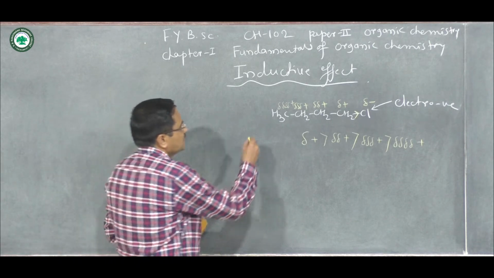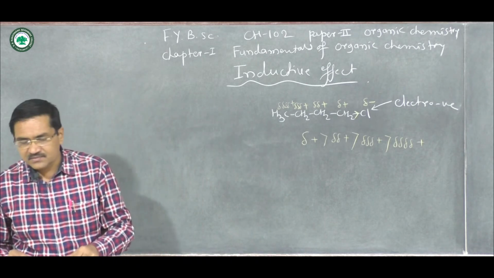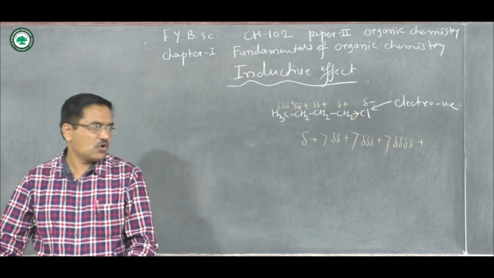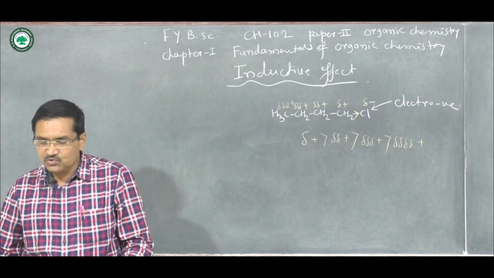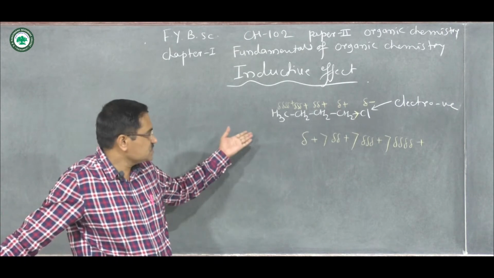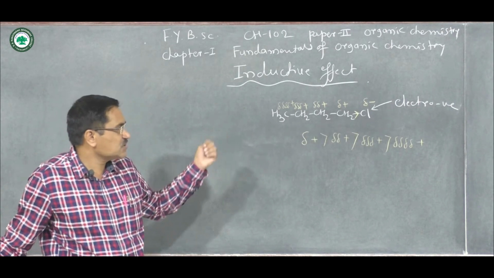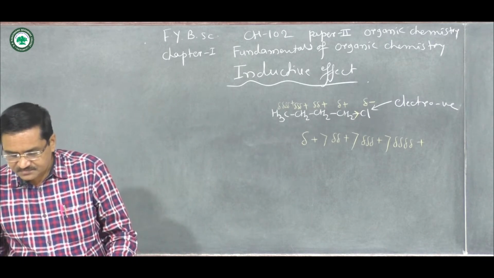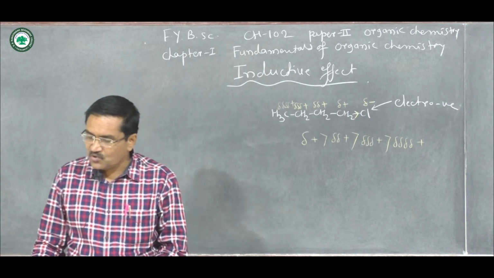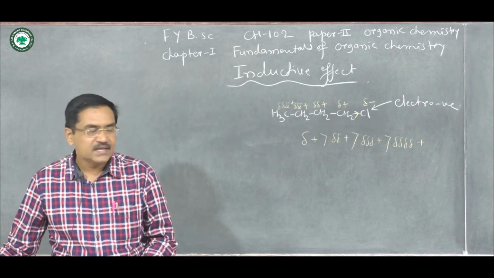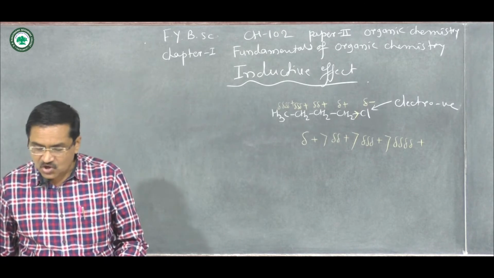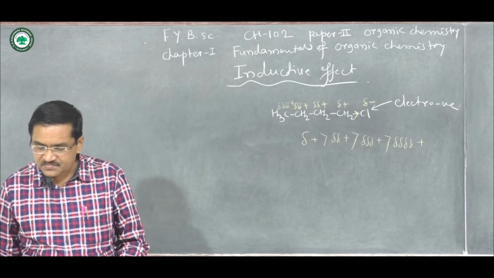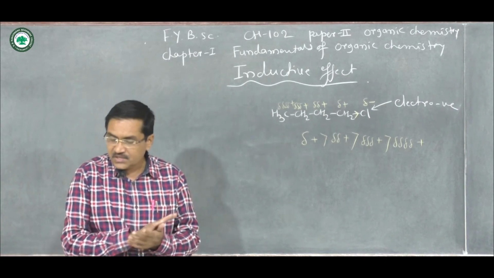And now what is meant by inductive effect? Inductive effect is the permanent polarization of sigma bond due to electron withdrawing, in this case electron withdrawing, but in some cases electron donating group is also attached to this carbon chain. Means the permanent polarization of sigma bond due to electron withdrawing or electron donating effect of adjacent group or atoms is called inductive effect.